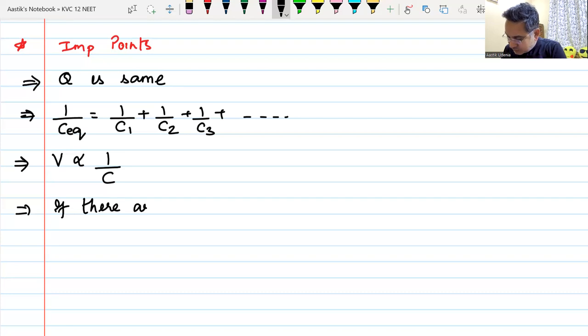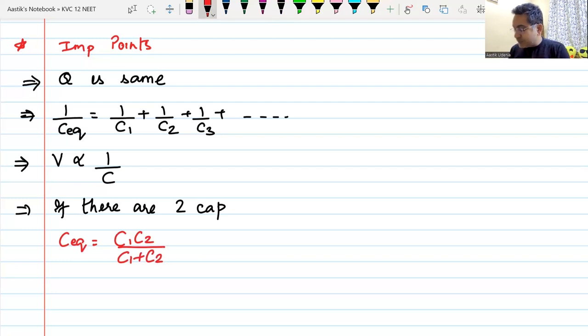Now, if there are only two capacitors, you can remember the shortcut formula for two capacitors. For two capacitors, the C equivalent can be written as C1 into C2 multiplication divided by C1 plus C2. That is the shortcut formula that we can create for two capacitors. And most of the questions that you might encounter will be based on two capacitors. So this formula becomes a very good formula for you to remember.